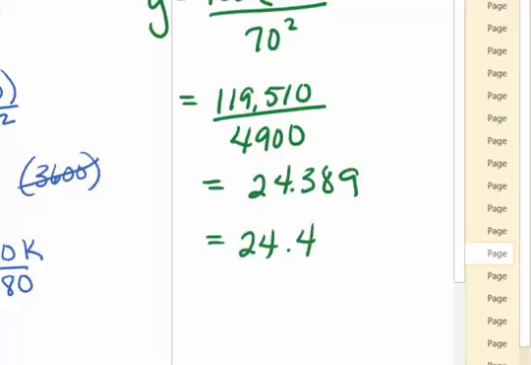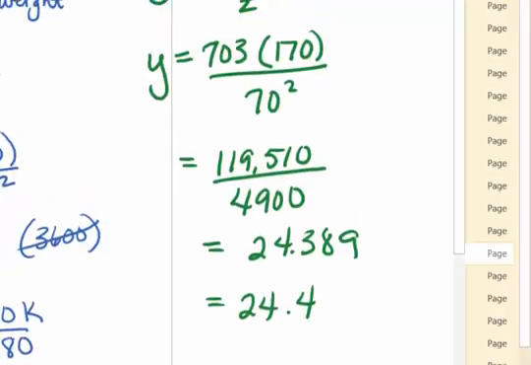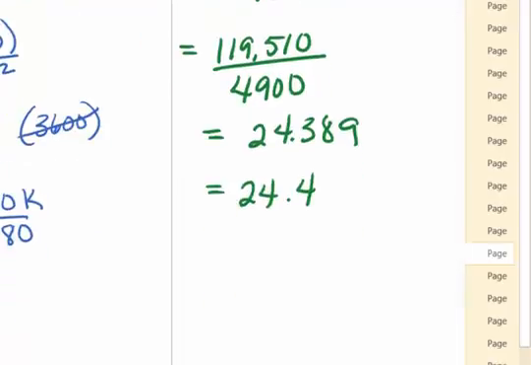So if you're asked, is that person overweight? The answer would be no, because normal values fall between 20 and 25. So we would say not overweight.